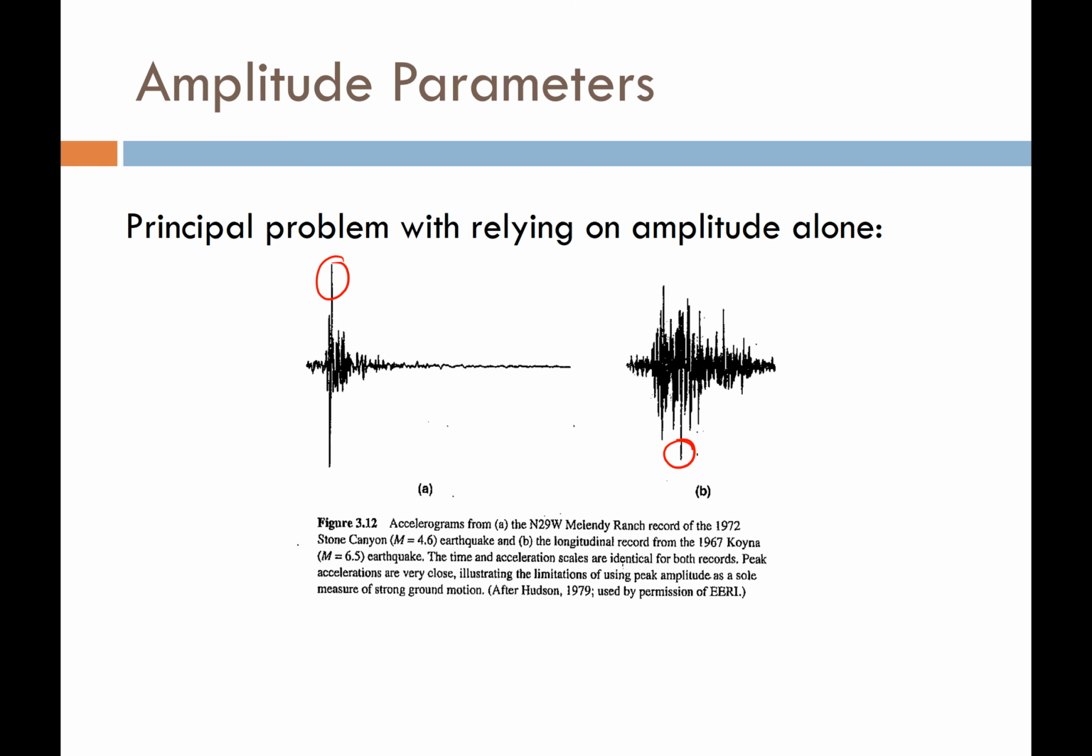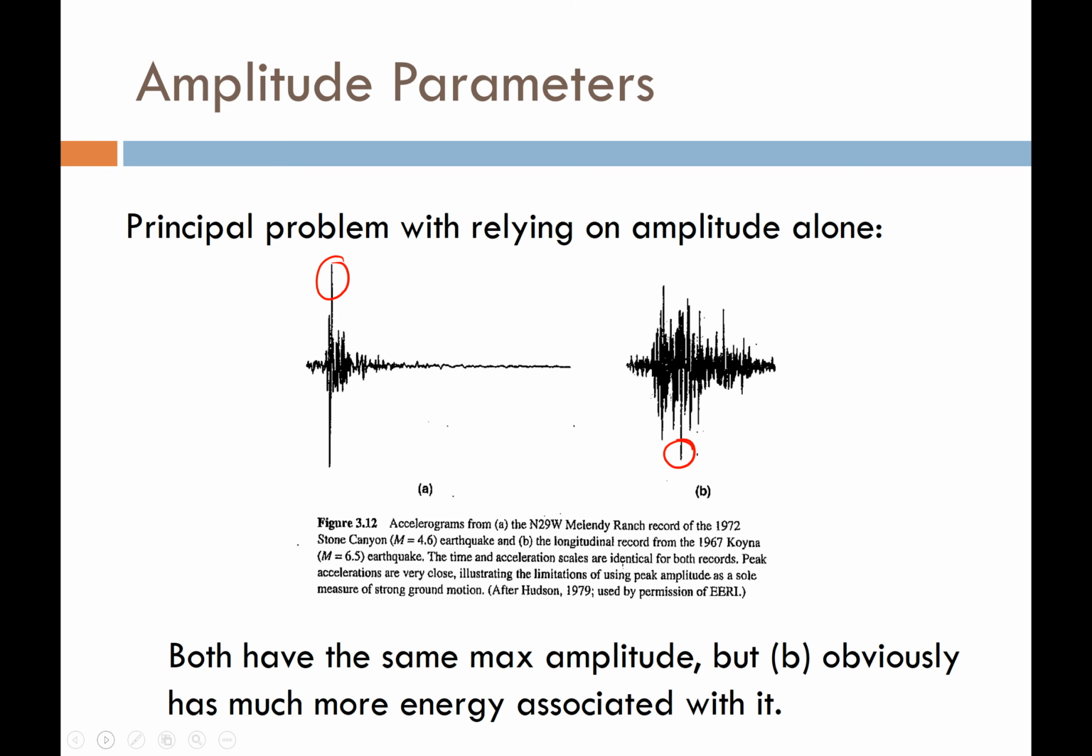So here's the question I have for you. If you look at these two plots, which one has the larger peak acceleration? You'll probably say the one on the left. So you would automatically assume that that's the worst ground motion of the two. But that may not be true, because the plot on the right generally has more energy associated with it. So if your structure was hit by the ground motion on the right, it would likely be more damaged than if it got hit by the ground motion on the left. But when we rely on amplitude parameters alone, we often miss that fact.